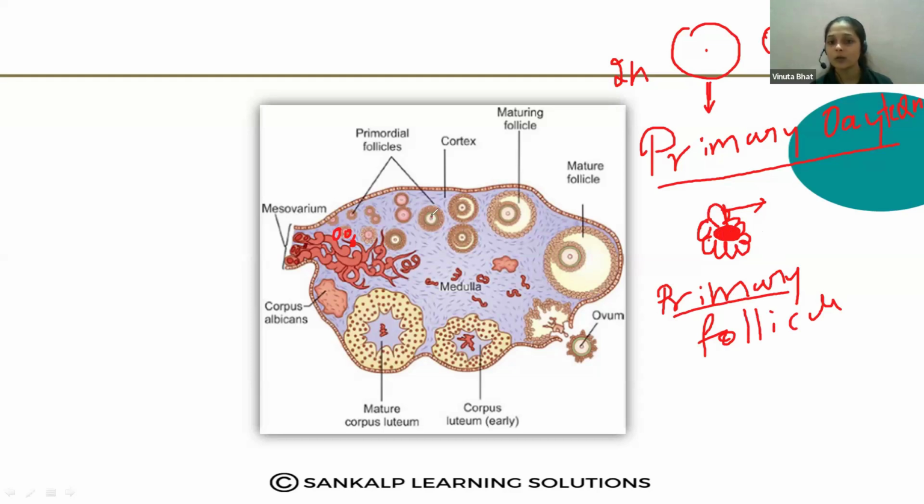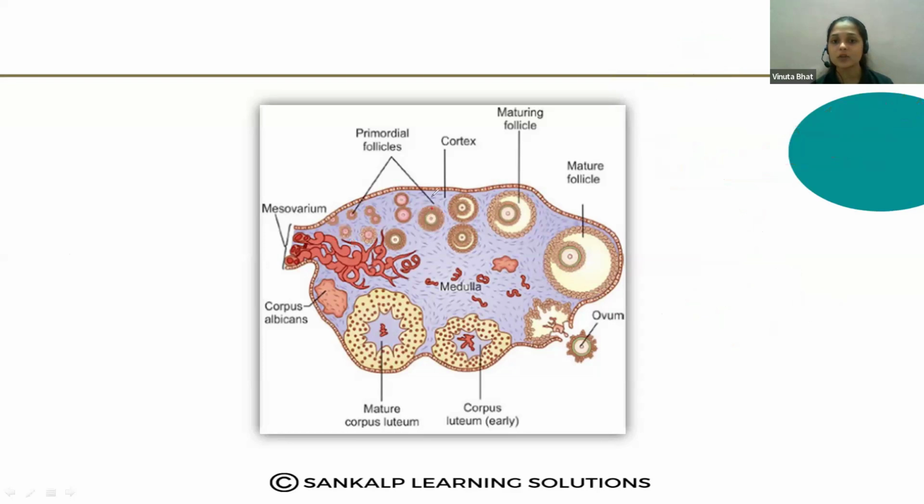Understood? Look here, what is inside? The primary oocyte is there. Around it, what do you see? You see a cell layer, right? So that is a granulosa cell layer and that is called a secondary follicle. After the primary follicle, the secondary follicle develops. Okay, secondary follicles, and the secondary follicles will develop into tertiary follicles.